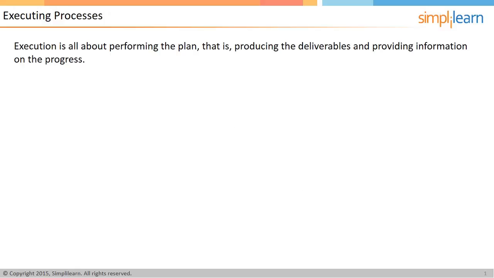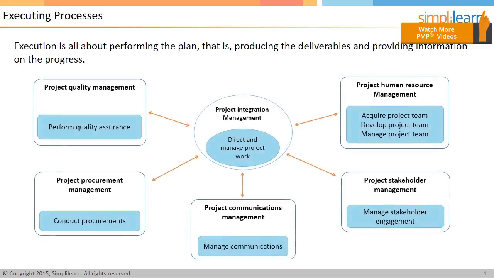However, in execution processes, the project team spends a lot of time putting the plan into action. When you perform the executing processes, you often blend the execution and controlling processes. Execution is all about performing the plan, that is, producing the deliverables and providing information on the progress. Processing of this information and the validation of the deliverables is a control function. The executing process is the direct and managed project work, where the project manager essentially puts certain mechanisms in place to ensure that the work is being carried out.